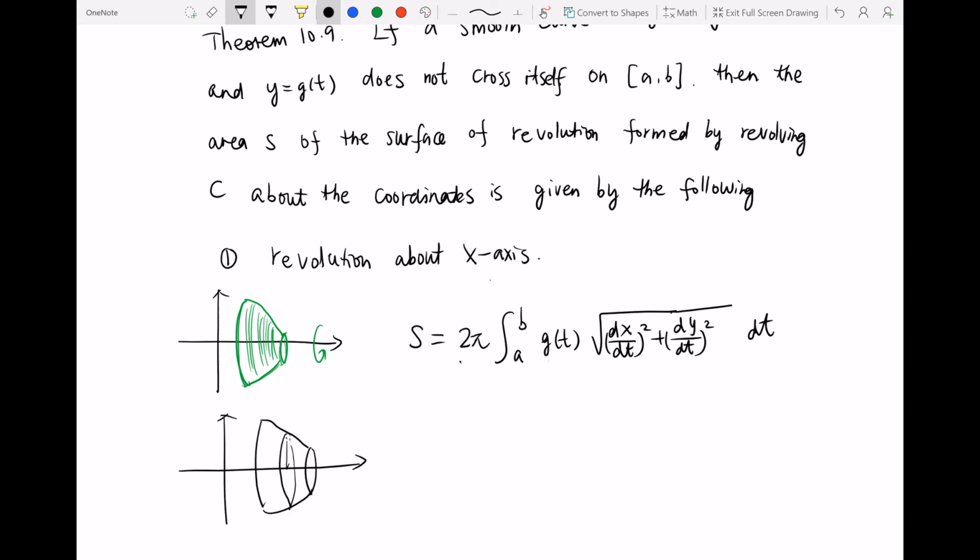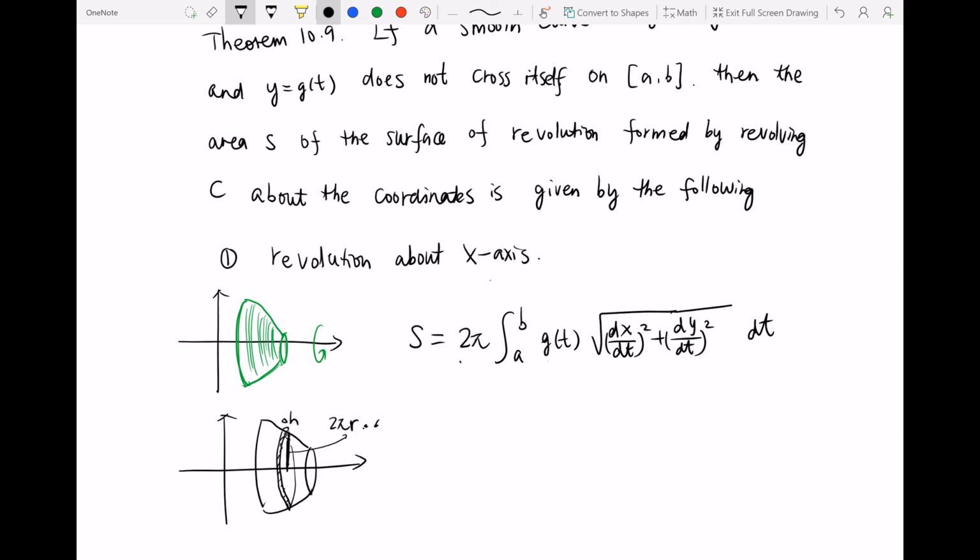Looking at the middle small one, just a small piece, the circumference of this small circle is 2 pi r. So it's 2 pi r times this small change, delta h. First is the circumference. The circumference of this circle is 2 pi r. And what is r? In this picture, r is the y values.